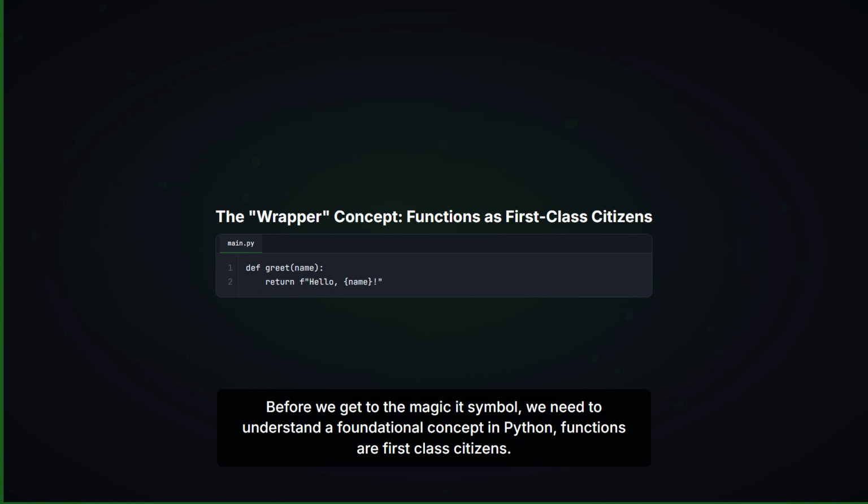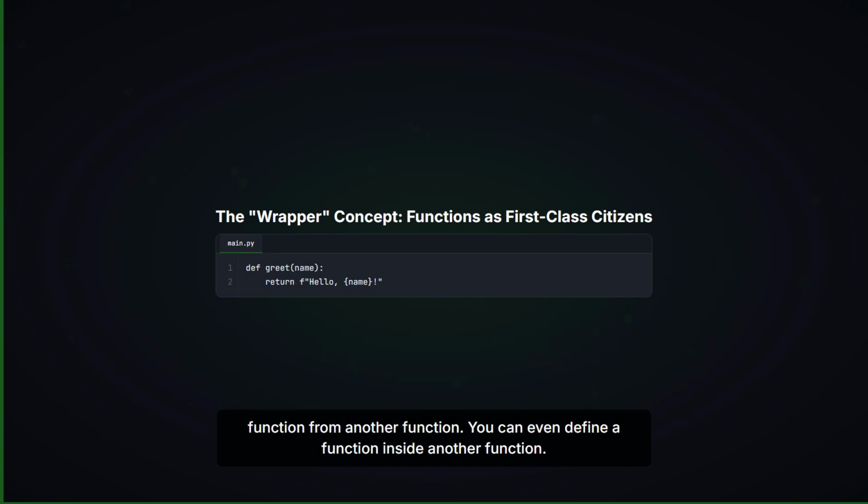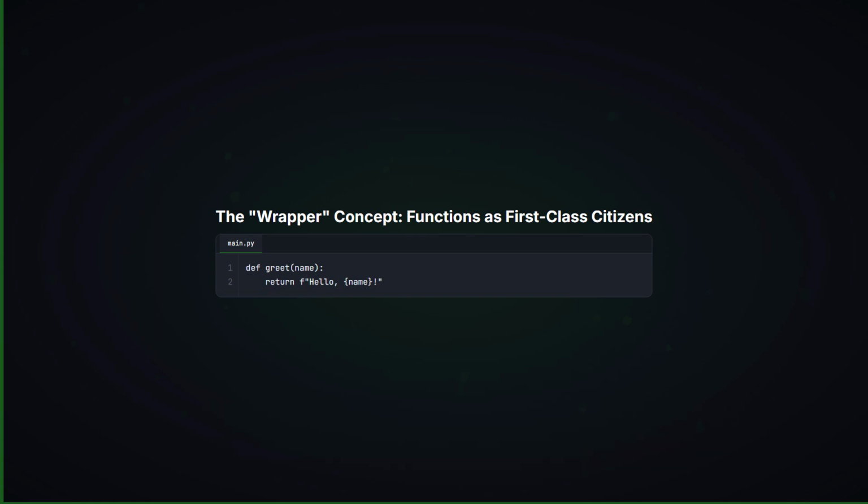Before we get to the magic, it's simple, we need to understand a foundational concept in Python: functions are first-class citizens. Think of it like this: in the real world, you can give a friend a physical letter. They can hold it, pass it to someone else, or even return it to you. Python functions work similarly. You can pass a function as an argument to another function. You can return a function from another function. You can even define a function inside another function.